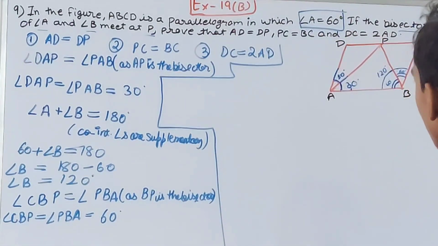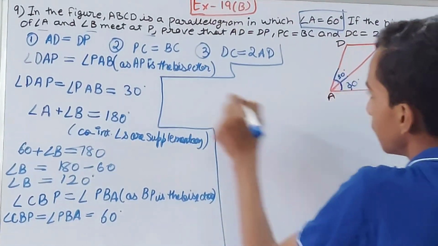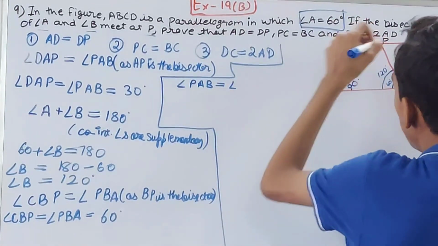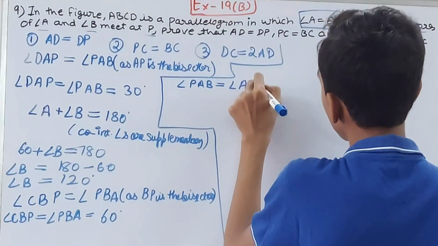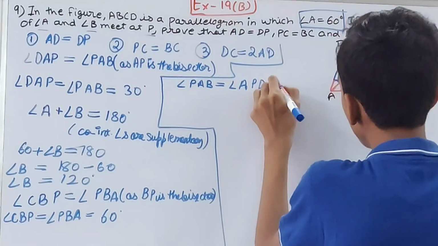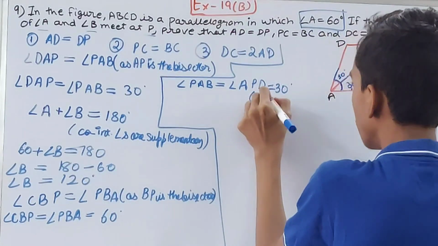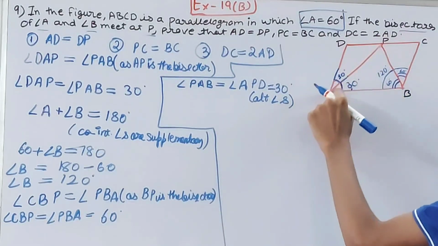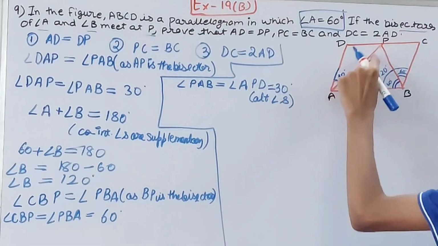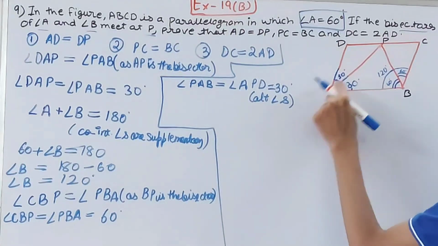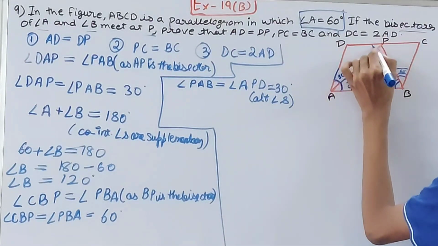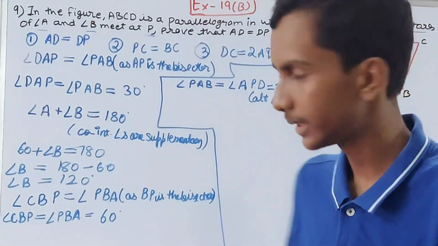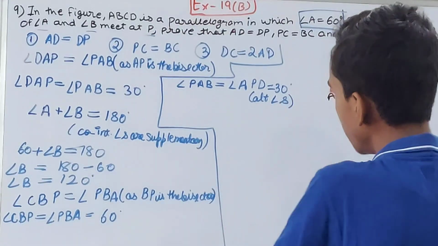So let's write down: angle PAB will be equal to angle APD, that will be equal to 30 degrees, because they are alternate angles. Angle PAB, this one, I am talking about this one, forget this one. Angle PAB, that is 30 degrees, will be equal to angle APD, this part, that will also be 30 degrees, because they are alternate angles.